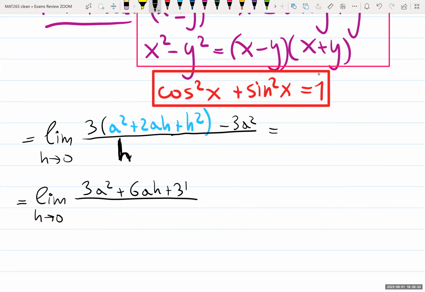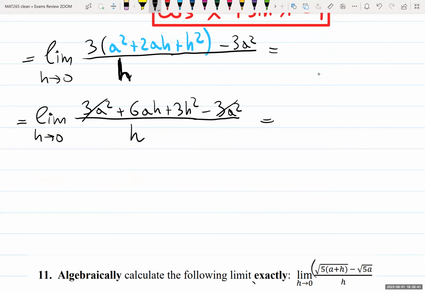6ah plus 3h squared minus 3a squared. Distributed. Cancel. Yay, looks better. Still not good enough. I still have, so step 3, we try again. I plug 0 and I still get 0 over 0. Not good enough. Step 2, simplify.